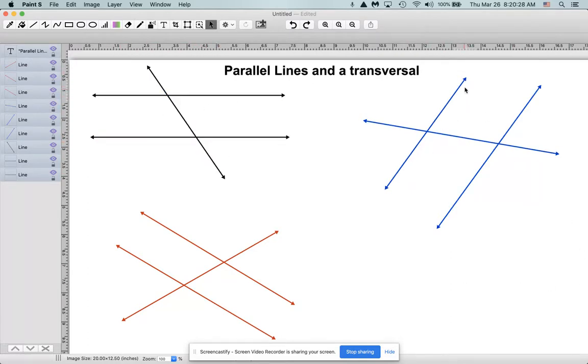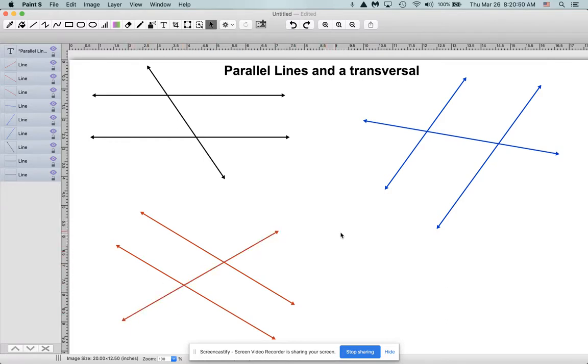Likewise, over here, we have two lines that are parallel, and we have this third line that cuts across them. That is considered a transversal. The one that cuts across is the transversal, and the two others are parallel lines. Here we have two parallel lines, and then the one that cuts across them is a transversal.